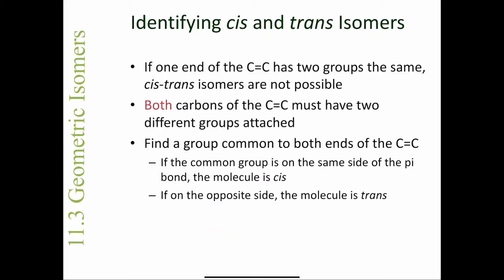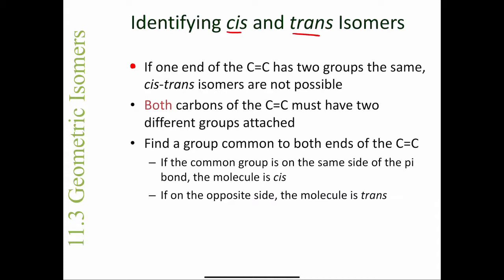I have that point written down right here. It says that if one end of the carbon-carbon double bond has two groups that are the same, cis and trans isomers are not possible. Both of the carbons of the carbon-carbon double bond must have two different groups attached in order for us to be able to apply cis and trans.